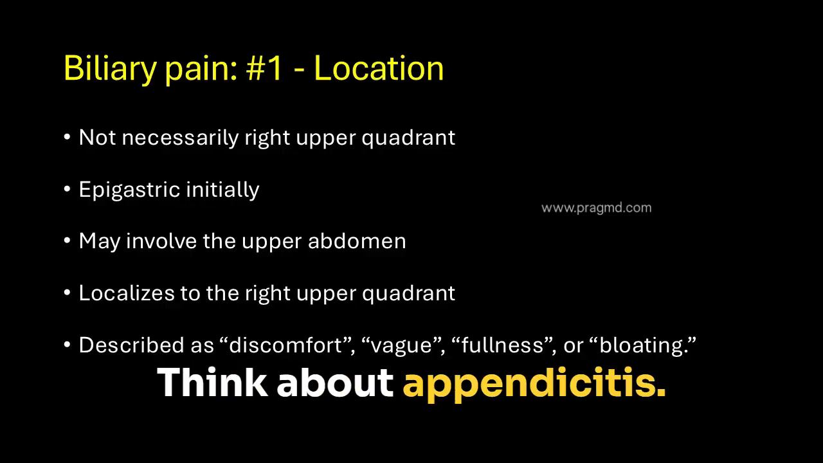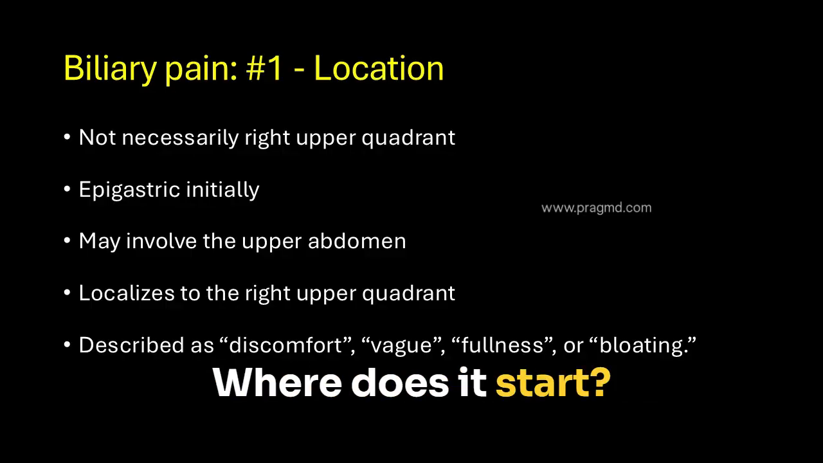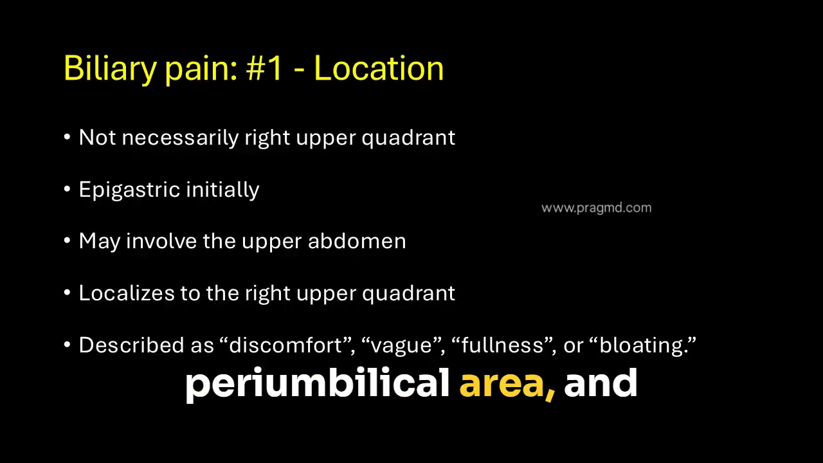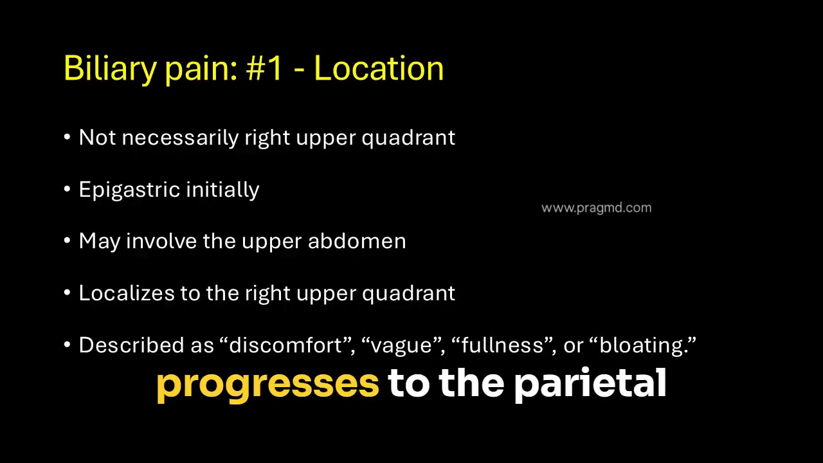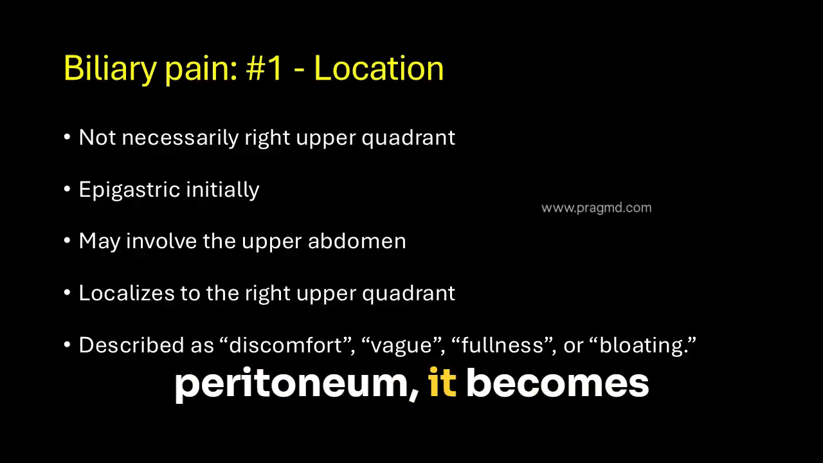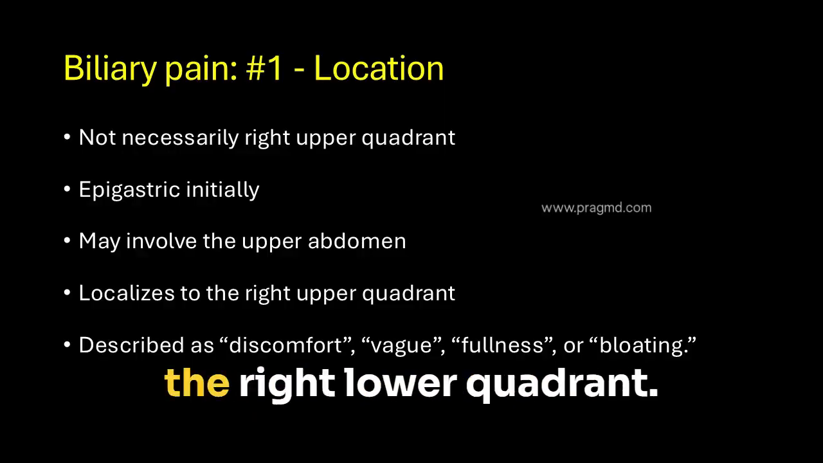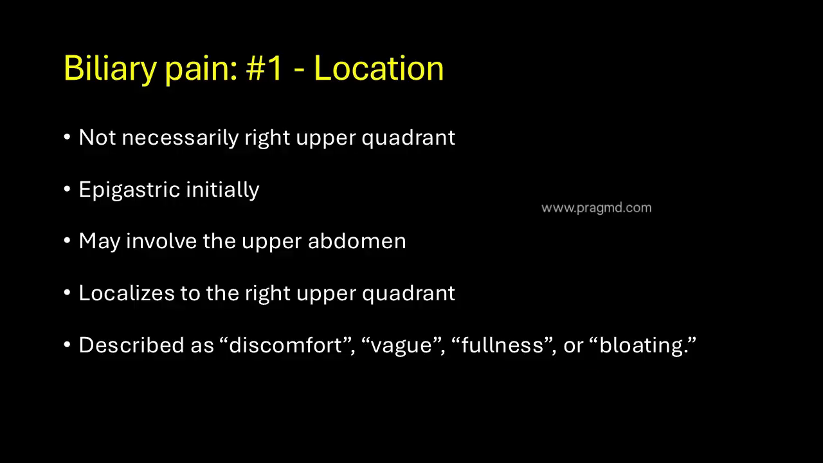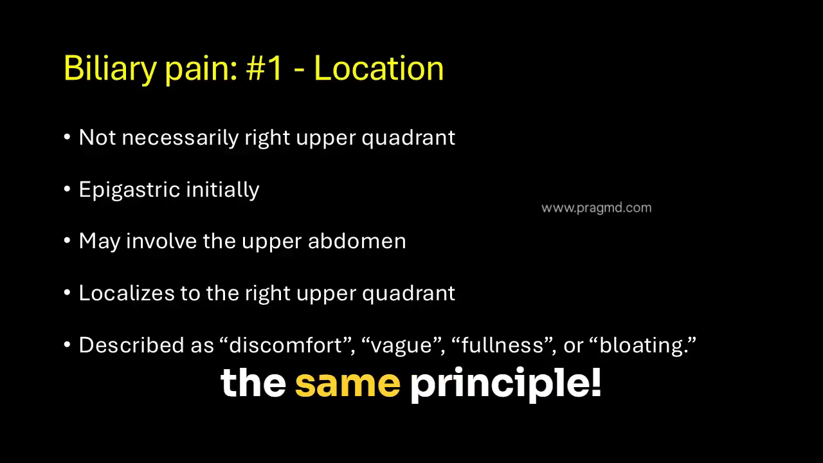It's visceral pain from a distended gallbladder, and visceral pain is notoriously vague and poorly localized. Think about appendicitis. Where does it start? Vague around the periumbilical area, and as the inflammation progresses to the parietal peritoneum, it becomes more well localized to the right lower quadrant. Gallbladder pain follows the same principle.